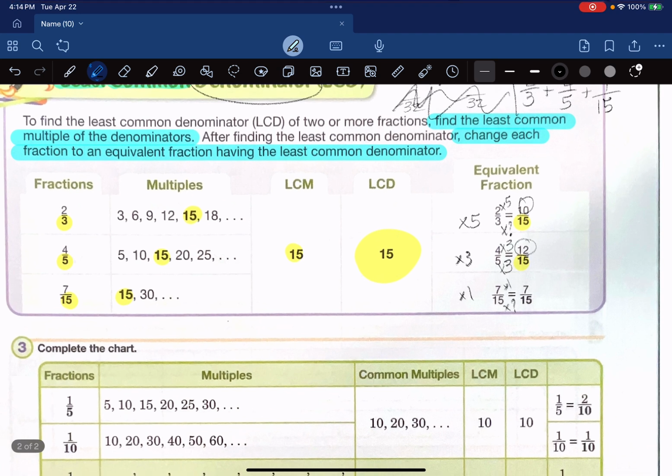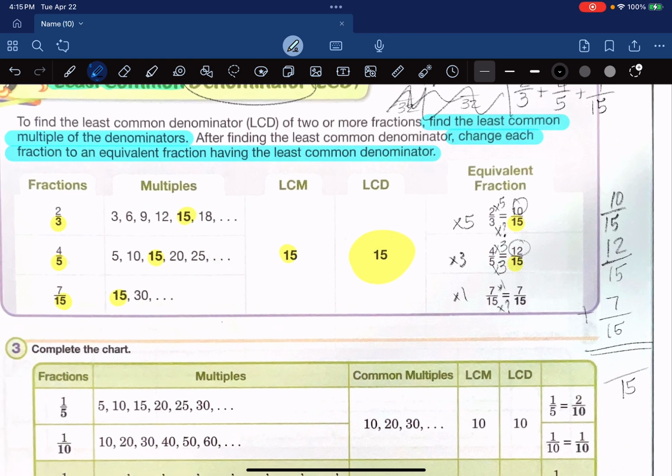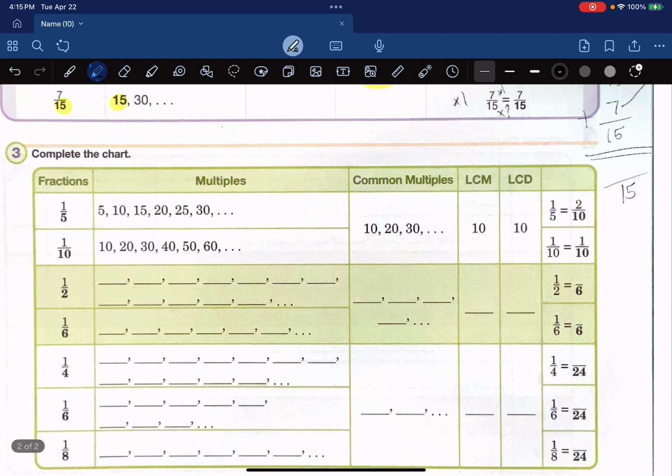Now if I were to add these up, I can do 10 fifteenths plus 12 fifteenths plus 7 fifteenths because they all have 15. So my answer is going to have a denominator of 15. Now I can add these up right there. Okay, so I know this seems like a lot, so I'll work through the first part with you. Now, they did the white one. Let's go through it though.